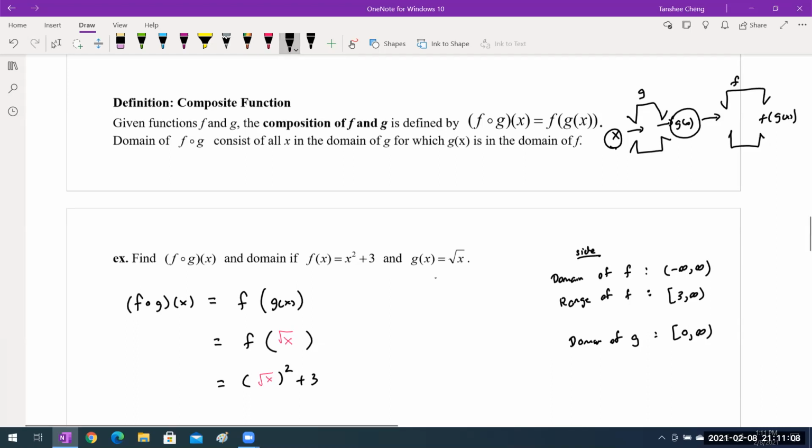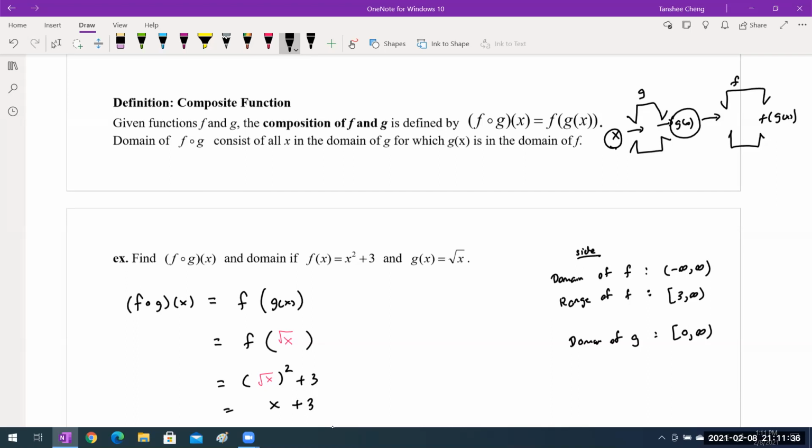And when I simplify that, this will become x plus 3. Notice that if I just look at this, then it's all real numbers. The domain is all real numbers. But that's not always the case. That's not always true. So you need to go back and double check according to the definitions.